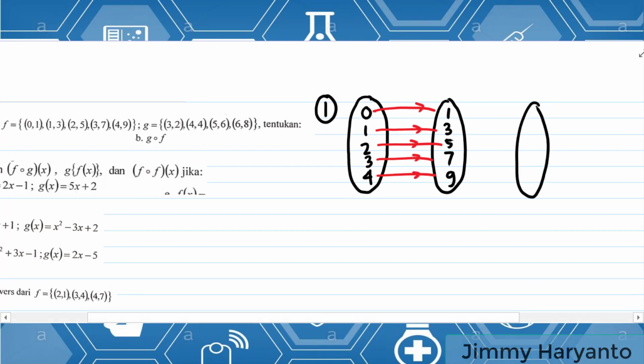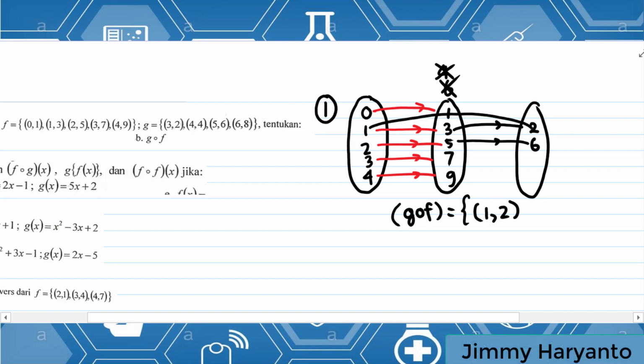For G we only have 3 goes to 2, and then we don't have 4 right here, we can skip it. 5 goes to 6, and then 6 goes to 9, we don't have 6, we can skip the 6. So we can say that GOF equals 1,2 directly, and then 2,6. There we go. That is for number 1, the theoretical question.